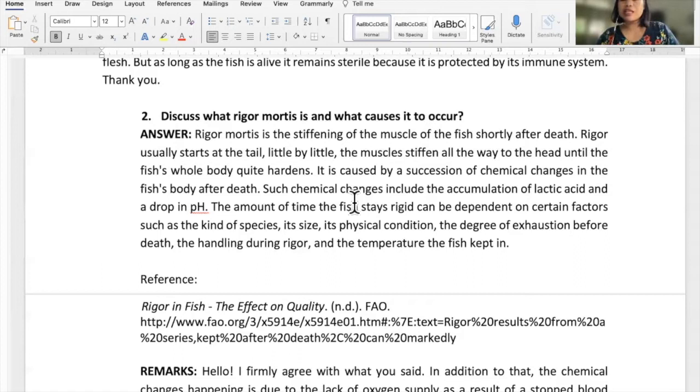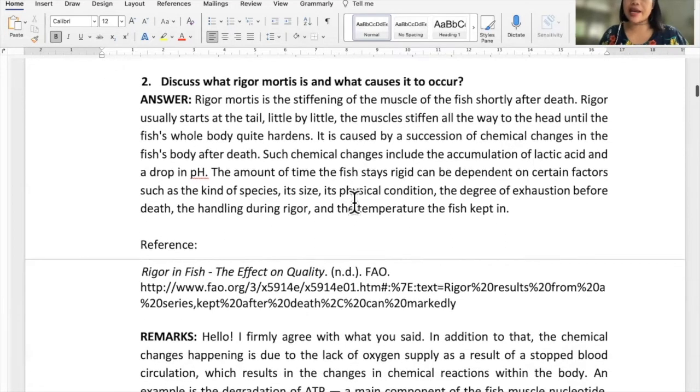So pag medyo matagal na siyang namatay, mas acidic na yung fish. Normally, the pH of fish is around 7 to 7.5, but once it's nearing spoilage, it drops to as low as 6.2 and below. Pero hindi naman siya masyadong acidic to the point na nagiging 4, hindi siya umabot ng ganun. Unless pinrocess mo siya and nag-add ka ng acids.